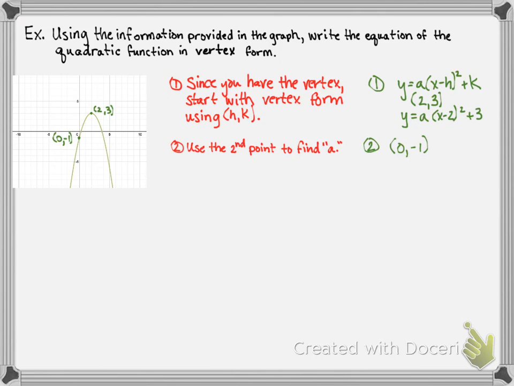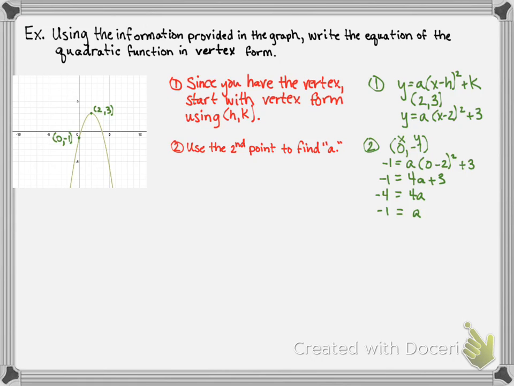Our second point that we're given is (0, -1). 0 is our x, negative 1 is our y. So negative 1 equals a(0 minus 2) squared plus 3. We plugged 0 in for x, and we plugged negative 1 in for y. Let's simplify this. So negative 1 equals 4a plus 3. Let's solve this equation. Bring the 3 over. Negative 4 equals 4a.